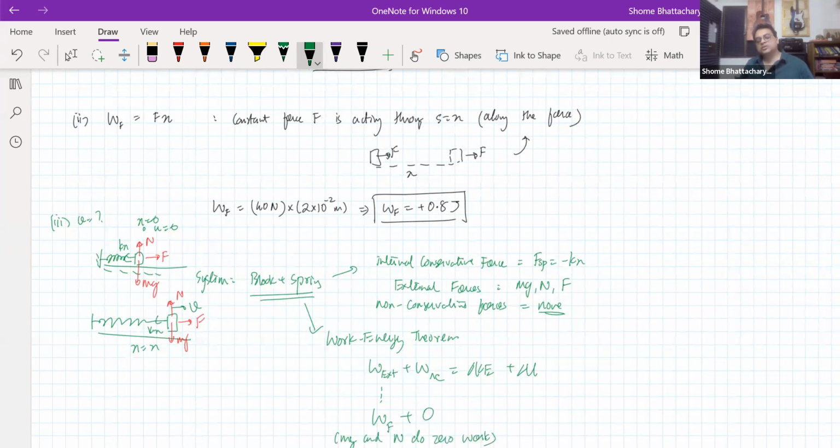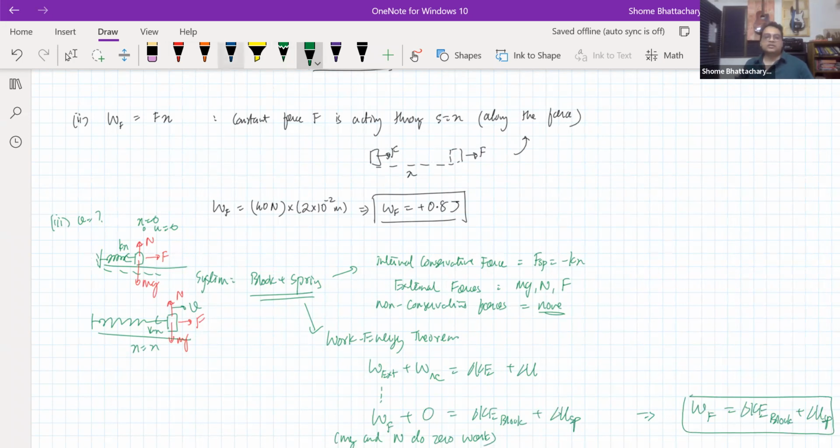This term is 0 because there's no friction. This term is the change in kinetic energy of the block, since there is only a single block in my system, and this is the change in potential energy of the spring. So I get this relation: work done by F is equal to the change in kinetic energy of the block plus the potential energy change of the spring. This is the final relation I get when I apply work energy to this.